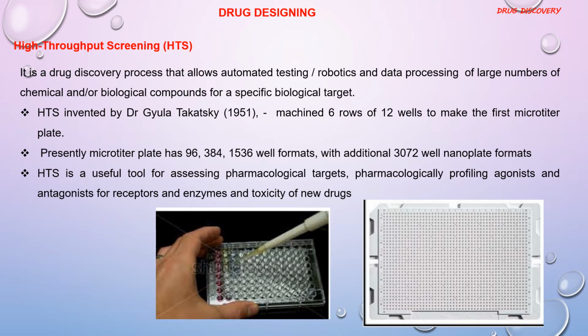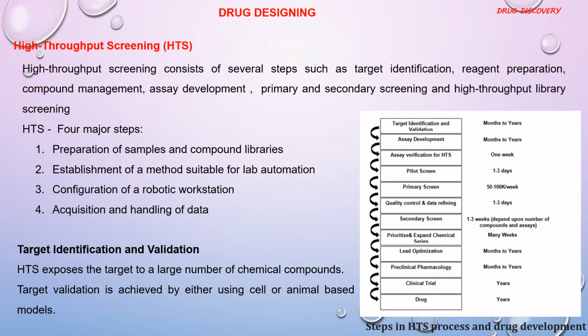HTS is a useful tool for assessing pharmacological targets, pharmacologically profiling of agonists and antagonists for receptors and enzymes, and toxicity studies for the new drug. HTS consists of several steps like target identification, reagent preparation, assay development, primary and secondary screening, etc. The steps in the HTS process are illustrated in the figure below.